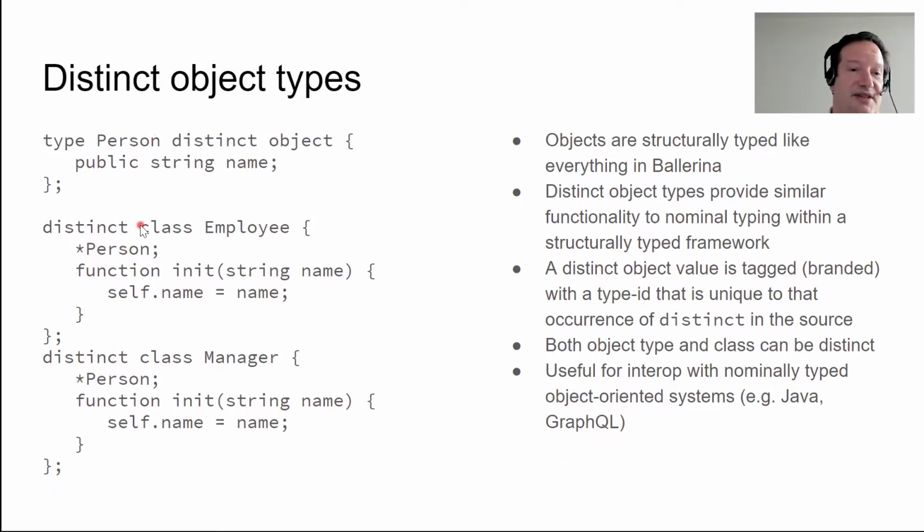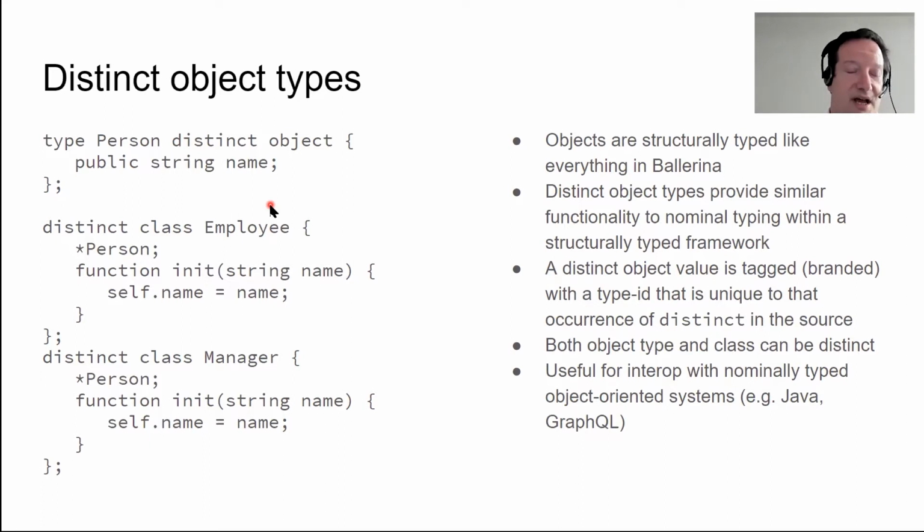This is just a type. This is a class, which means it has an implementation and a type, but the type defined by the class is the same in all three cases. But you can still distinguish them. If you've got an object, you can say, is it a person? Is it an employee? Is it a manager? Depending on how it's created, you'll get a different answer. So within the overall structural typing framework of Ballerina, this allows you to do nominal typing if you want.